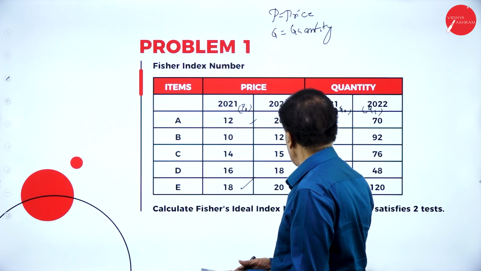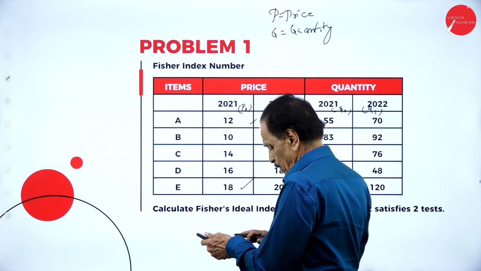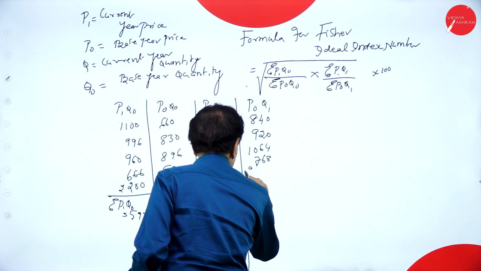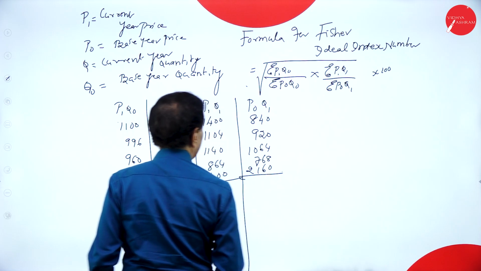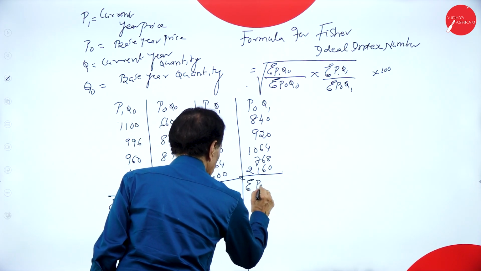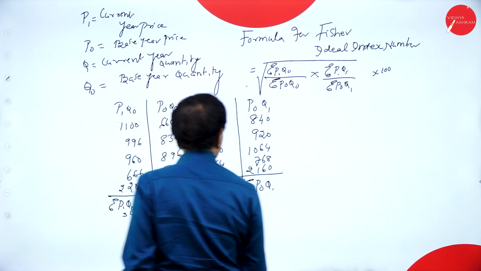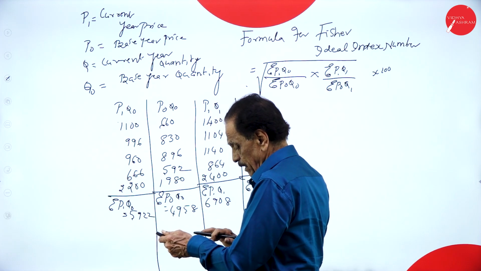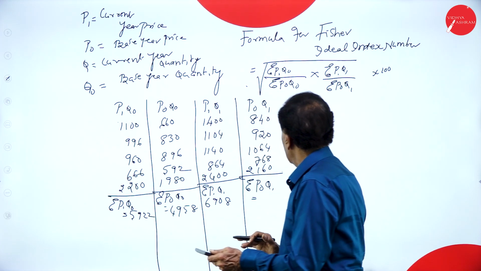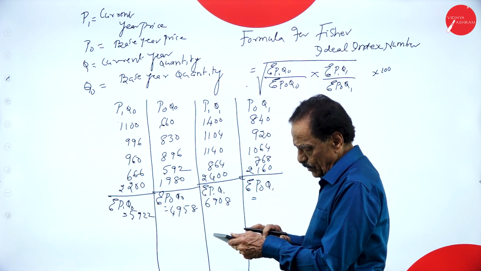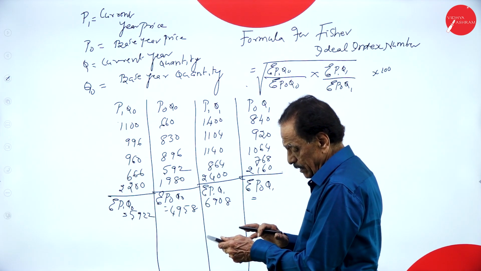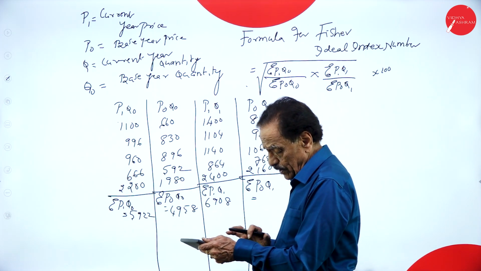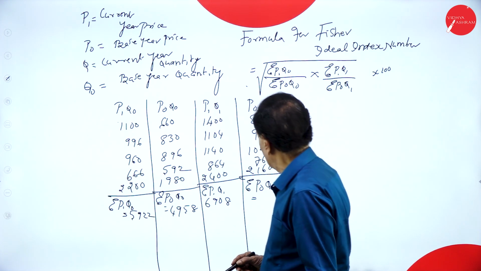18 into 120, 2160. Add the figure, sigma P0 Q1 is equal to 840 plus 920 plus 1064 plus 768 plus 2160, which is 5752.